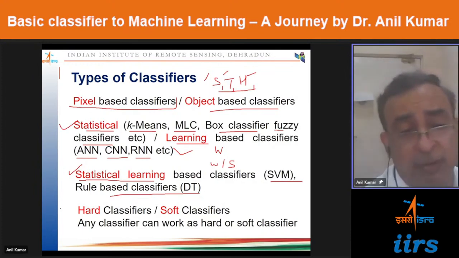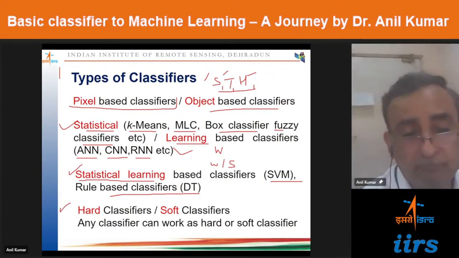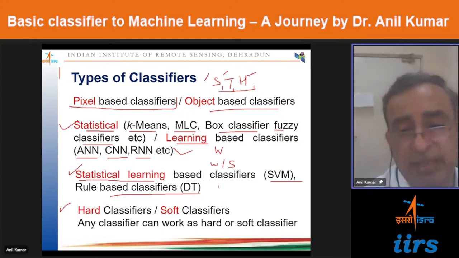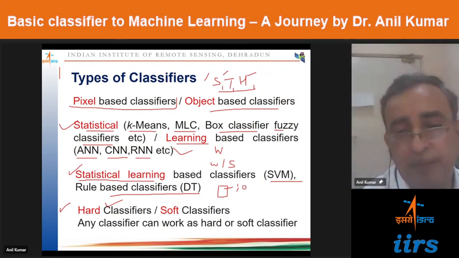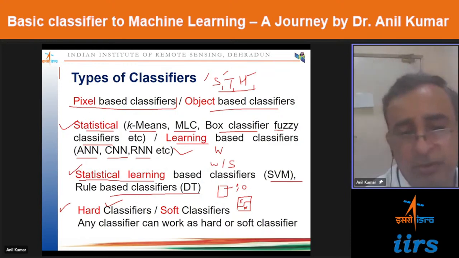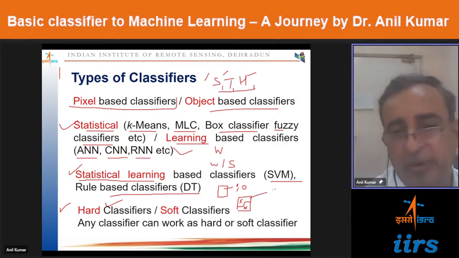Then the fourth level of classification, you can see here hard and soft classifiers. So in your data, if you have pure pixels, that means in one pixel you have only one class, so you can apply the hard classifiers. Your answer will be 1 or 0. But if you have some mixed pixels, that means there is more than one class present, suppose forest and water, so you cannot apply the hard classifiers. You have to go for soft classifiers. And soft classifiers can tell how much is forest. It will tell forest is 0.6 and water is 0.4. So this 0.6 and 0.4 is the degree of belongingness to the class.